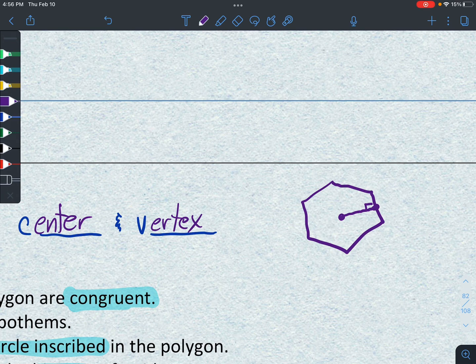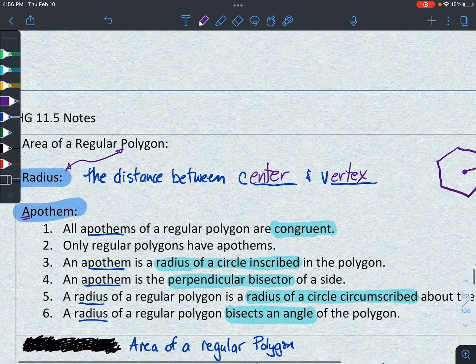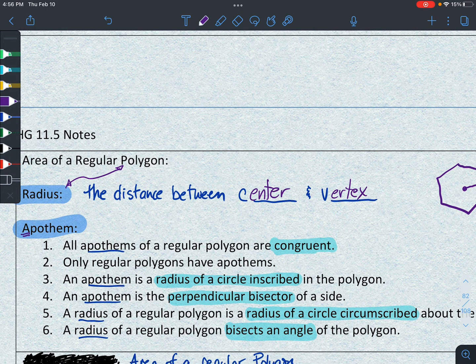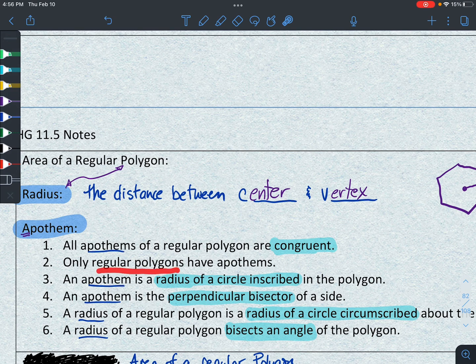So we have two different lengths inside of a regular polygon: a radius and an apothem. First of all, apothems, and all radiuses too, are congruent. You can only speak of an apothem if it's a regular polygon. And the apothem is the radius of an inscribed circle.